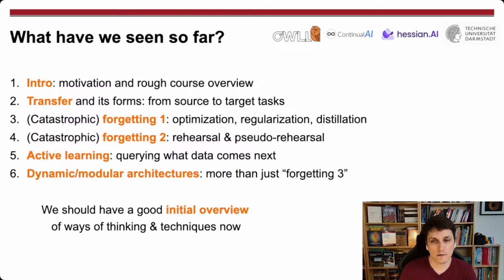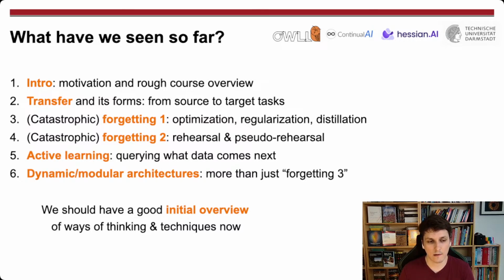So what have we seen so far? We've had a motivation and a rough course overview, but after that, for a long time, it's been about transfer of knowledge and retention of knowledge. We first talked about transfer learning from source to target tasks. We then talked about catastrophic forgetting in 2 lectures, from the optimization and regularization side first, and then also from the data perspective in terms of rehearsal and pseudo-rehearsal with generative models.